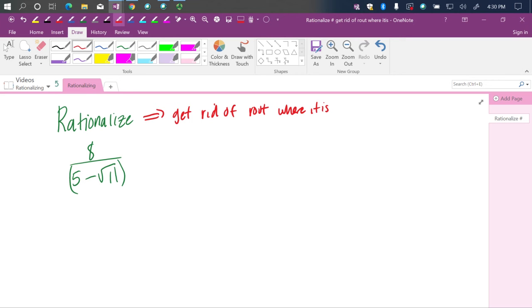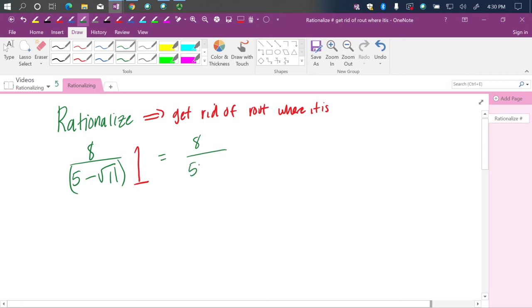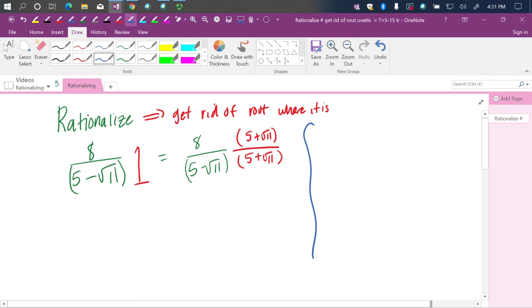We could add 0, or we can multiply by a number 1. I'm going to pick a fancy number 1, and multiply by number 1, and I'm going to be a little creative on the number 1 that I pick. I'm going to multiply by the same thing over itself, and I'm going to multiply by something called the conjugate. 5 plus square root of 11, 5 plus square root of 11. So let's do some notes over here.